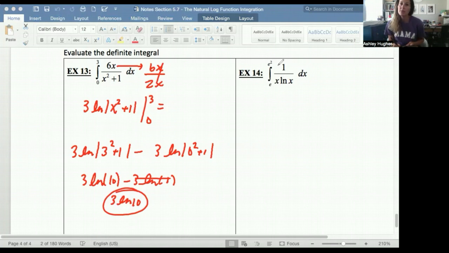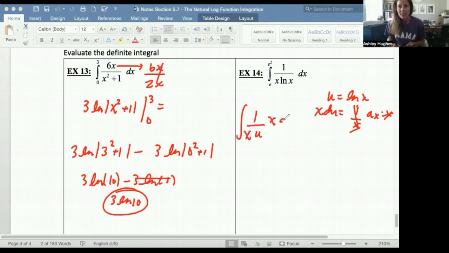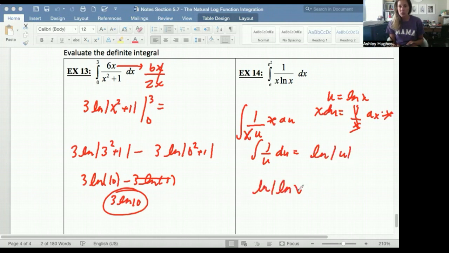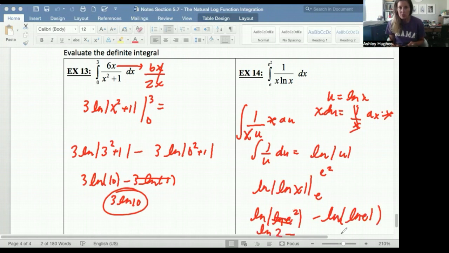This one is tricky. We're going to make the u actually the natural log of x. The derivative of u is 1 over x dx. So if I solve for dx, I get x du, because you multiply by x. So I get 1 over x u, and then dx is x du. So what happens is we actually are integrating 1 over u, and the u itself is natural log. So we get the natural log of u, but that's the natural log of the natural log of x. From e to e squared. So the natural log of the natural log of e squared minus the natural log of the natural log of e. And these cancel and just give you 2. So ln of 2 minus this just gives you 1. And the natural log of 1 is 0. So this is just the natural log of 2.